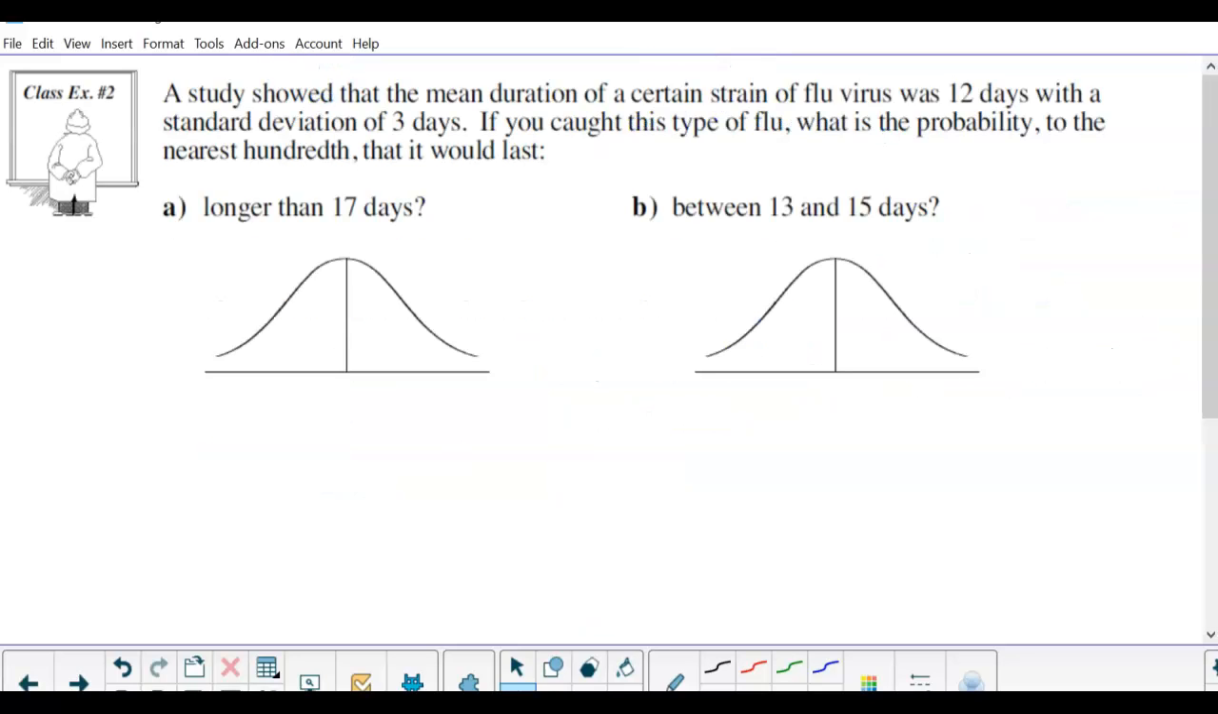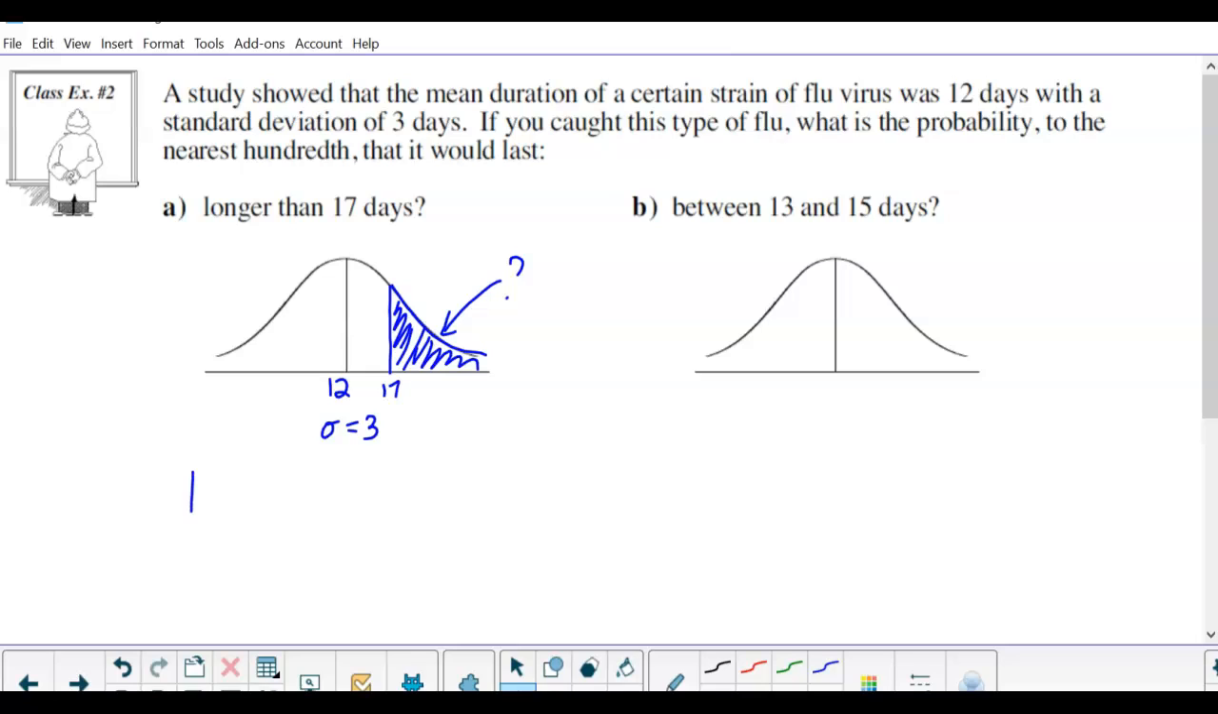This next one: a study showed that the mean duration of a certain strain of flu virus was 12 days with a standard deviation of 3. If you caught this type of flu, what is the probability, to the nearest thousandth, that it would last longer than 17 days? So mean is 12, standard deviation is 3, right? And it says longer than 17 days. So let's say 17 is there. We want to know what that area is. Okay. So the area is the probability.